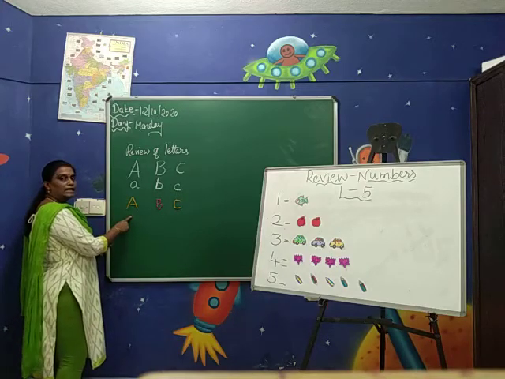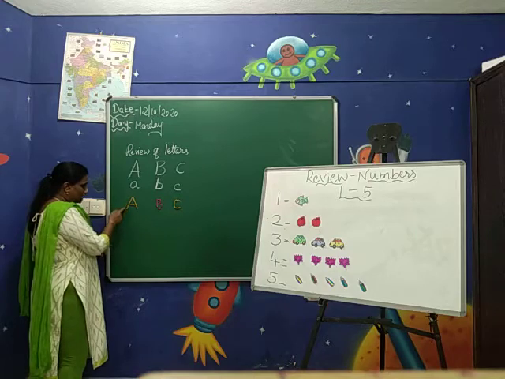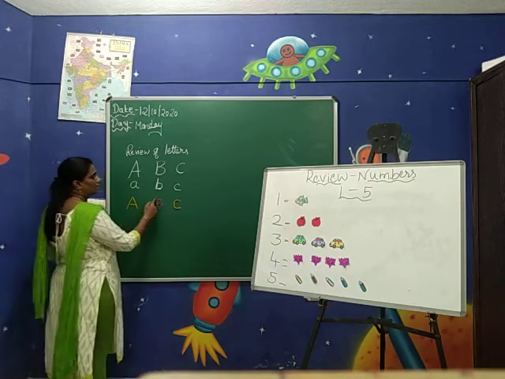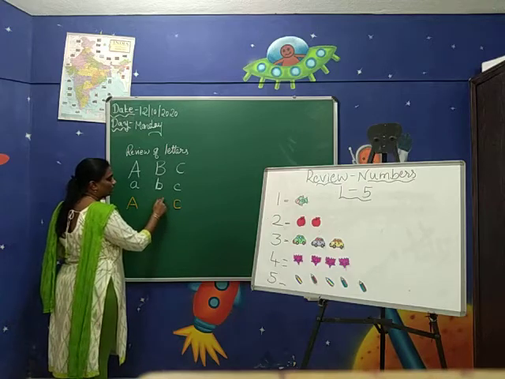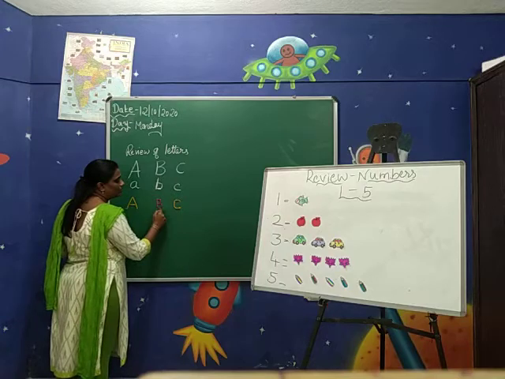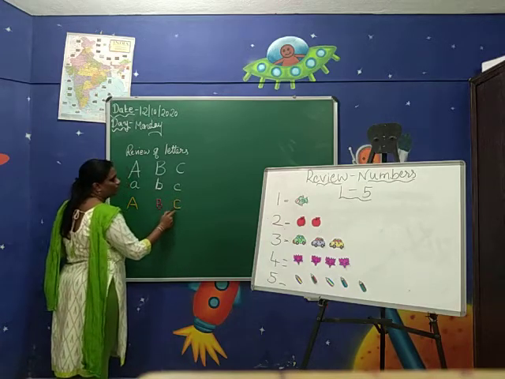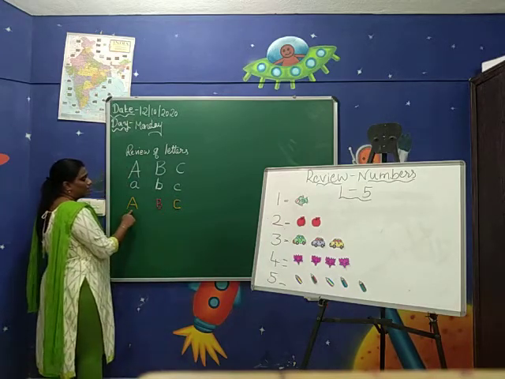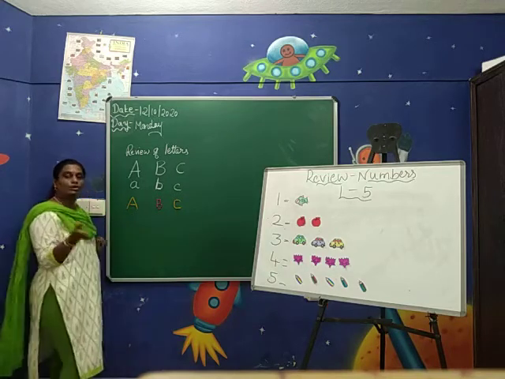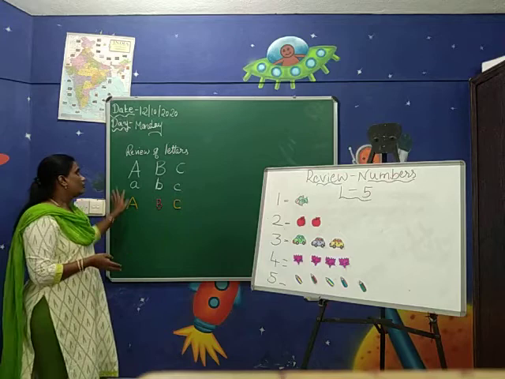How do you make the letter A using clay? First a standing line, a sleeping line. Letter A. Next, a standing line, a curve line, a curve line, and it makes a B letter. This is a curve line. Make a C letter. A, B, C. Like this, you can use it for letter review.